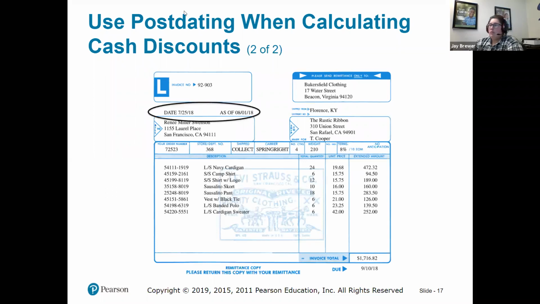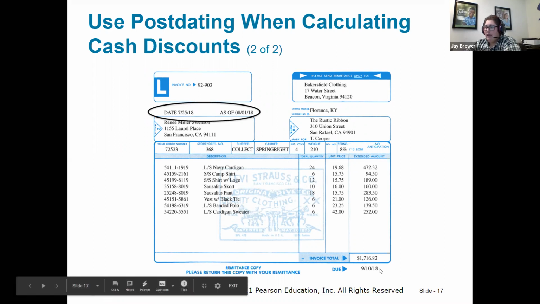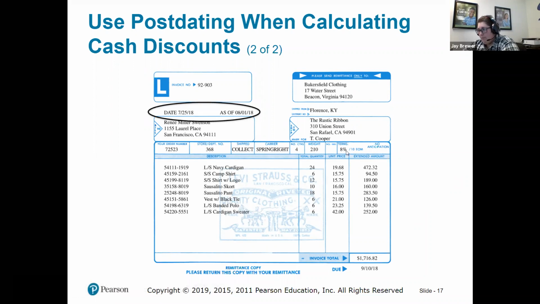So take a look at this. That kind of really reminded me of a hospital bill. I'm not going to lie. So here it says the date is 7/25/18 and it's saying as of August 1st. Okay. So then the due date isn't until September 10th. Okay. So in here we have 8% is taken off if they pay within 10 days. But I believe that's 10 days of the 8/1.